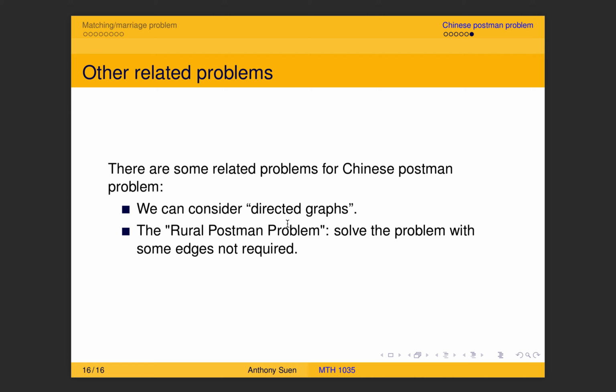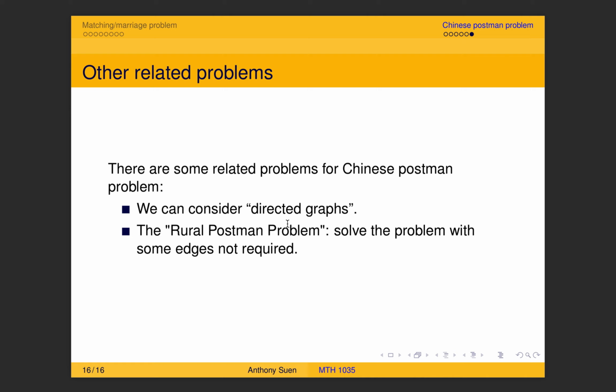If you ask how we can solve it, you can still apply the same method, but after you locate those odd vertexes and want to find the shortest path, you have to take those directions into account. So your shortest path has to follow the direction as well. If you miss the direction, then of course that won't be correct. So that's one thing. And then the other thing is the rural postman problem.